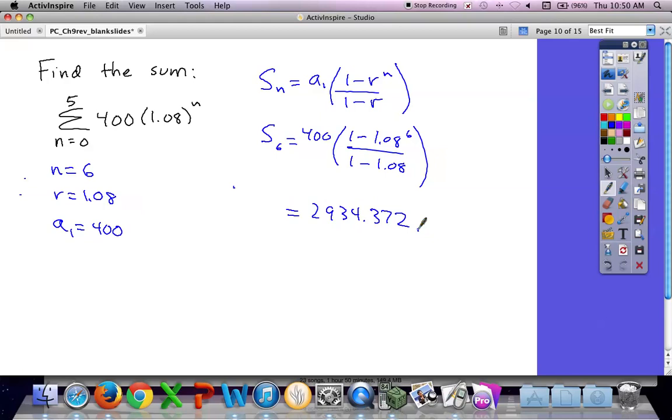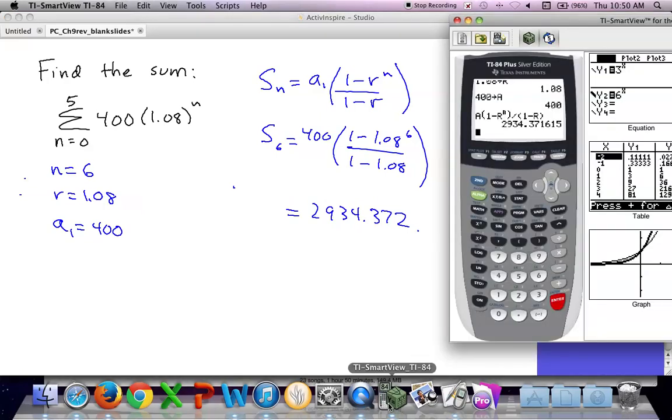Now, the advantage to doing it that way is that if on another problem you also had to use that formula, all you would have to do is restore A, R, and N, and then just go second enter until you get your formula back on the screen, and it'll do it again.